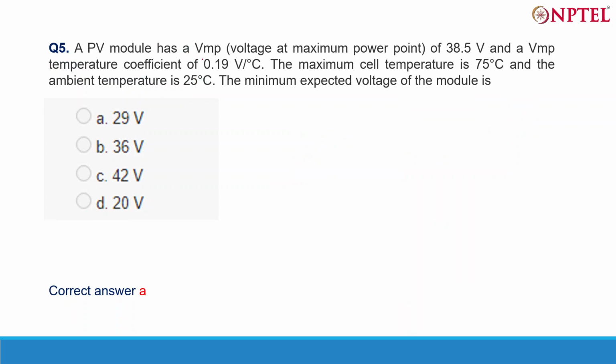A PV module has a VMP, that is voltage at maximum power, of 38.5 volts, and a VMP temperature coefficient of 0.19 volt per degree. The maximum cell temperature is 75 degrees Celsius and the ambient temperature is 25 degrees Celsius. The minimum expected voltage of the module is.